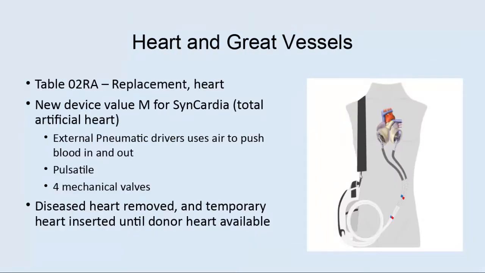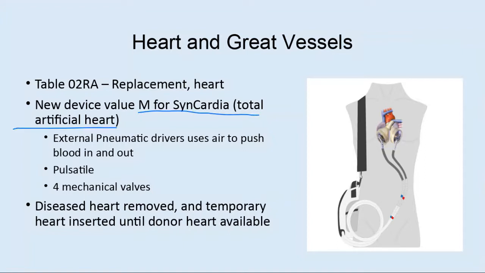Okay, we have a number of changes to the heart and great vessels body system. We have 4 of them. 2 of them refer to heart replacements, transplants. In table 02R, they have a new body part value for heart, A. And then they have a new device value for Syncardia, total artificial heart.